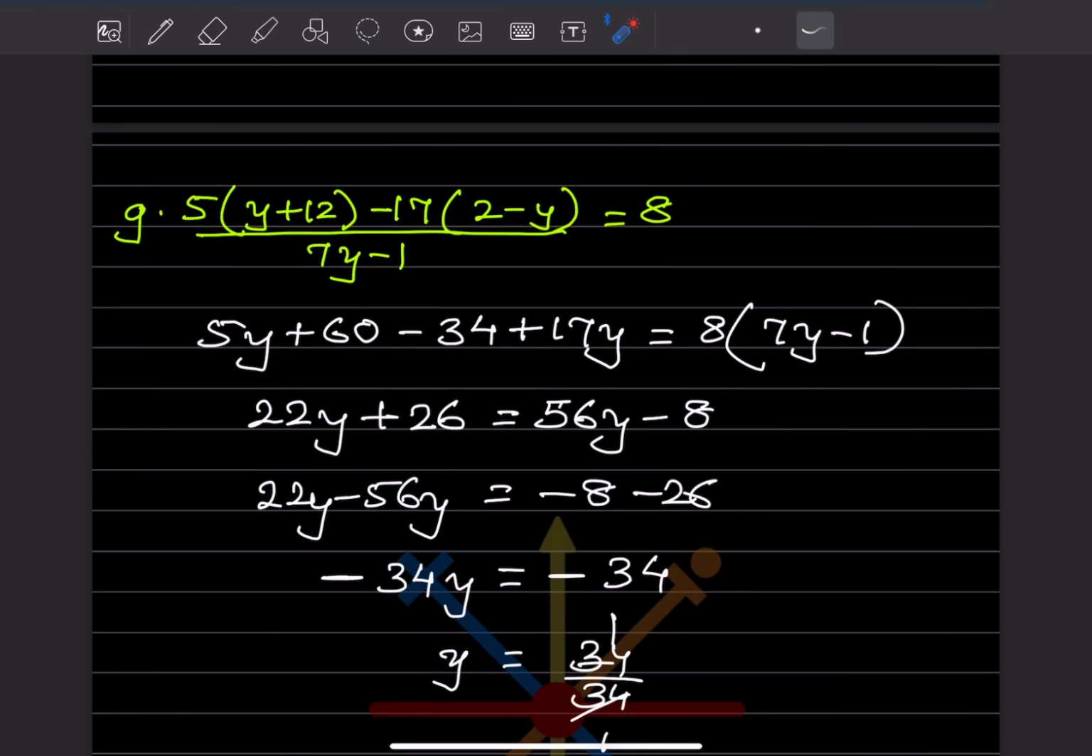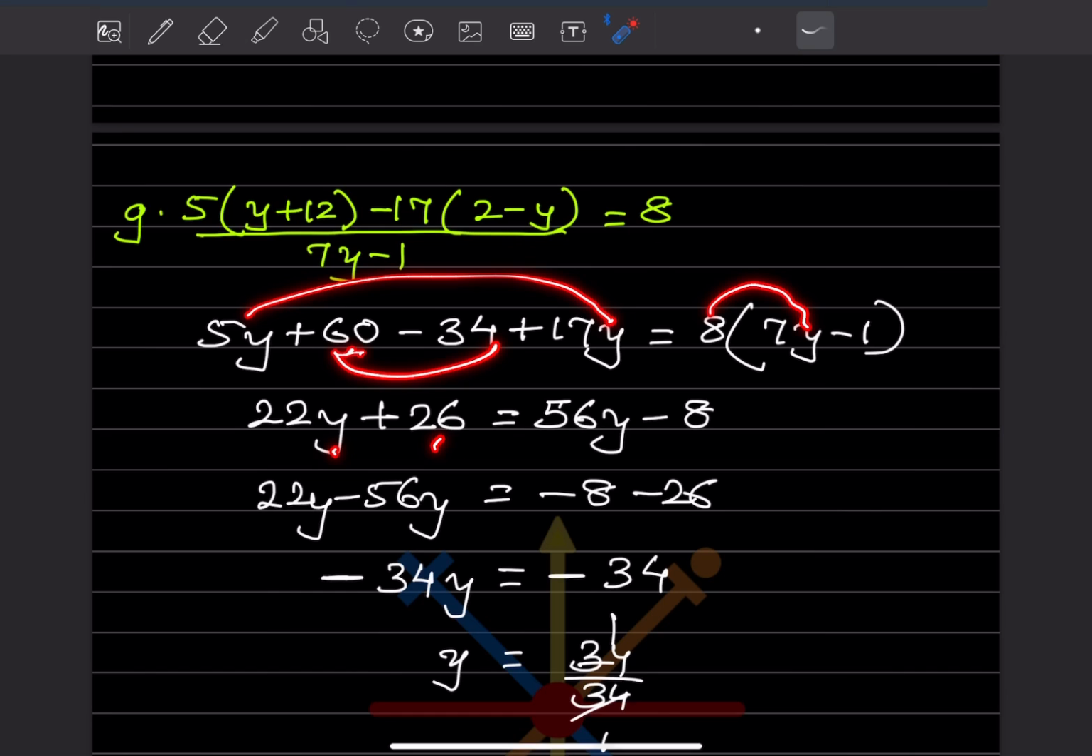Now here what we will do first, we'll solve the brackets first. So that will be 5y plus 60 minus 34 minus minus becomes plus 17y. And let us take this on the right hand side. So 8 into 7y minus 1. So now let us take y together, which is going to be 22y. This together, which will be plus 26.